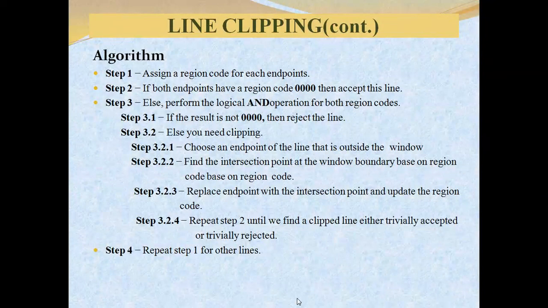This is the algorithm. Step 1, we first assign a region code to each endpoint of the line. If both endpoints have 0000, then the line is accepted. Otherwise, we perform the AND operation on both region codes. If the result is not 0, then the line is rejected. Else it needs clipping, and we calculate the intersection point with the 4 boundaries.